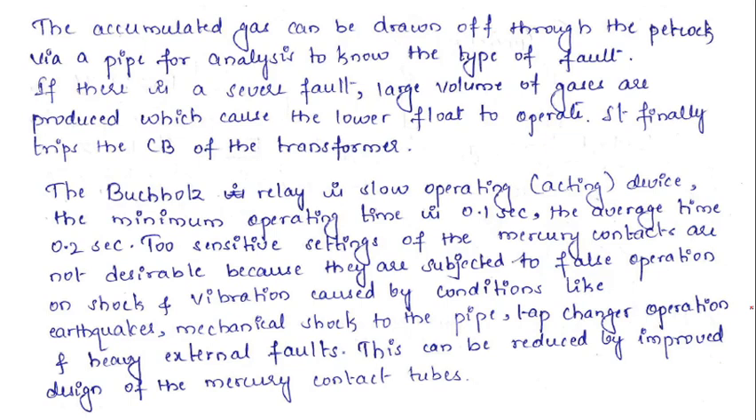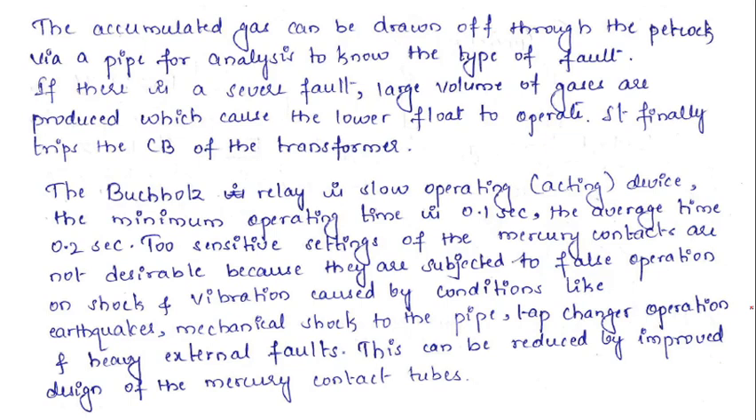So the Buchholz relay is a slow operating device. The minimum operating time is 0.1 second. The average time is 0.2 second. Too sensitive settings of the mercury contacts are not desirable because they are subjected to false operation on shock and vibration caused by conditions like earthquake, mechanical shock to the pipe, tap changer operation, and heavy external faults, etc. This can be reduced by improved design of the mercury contact tubes.